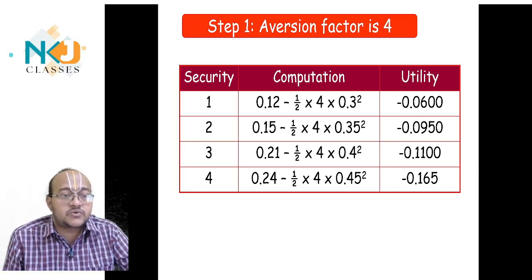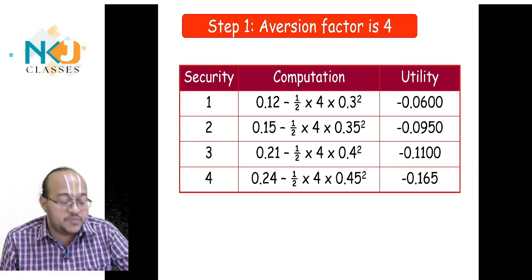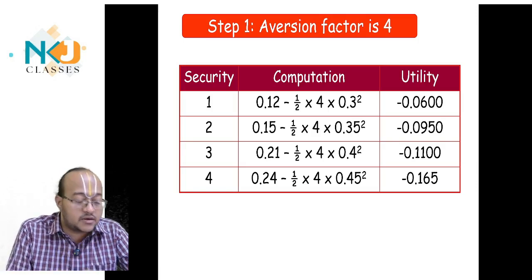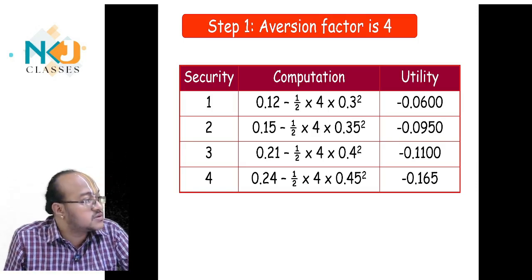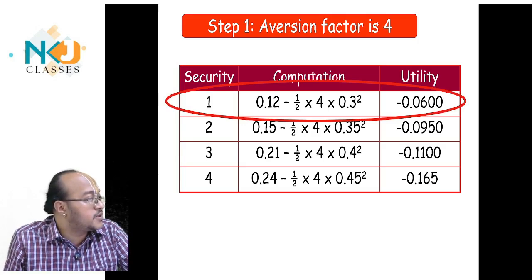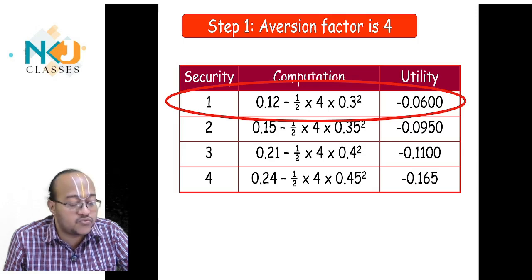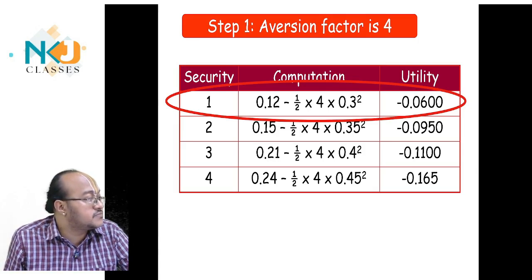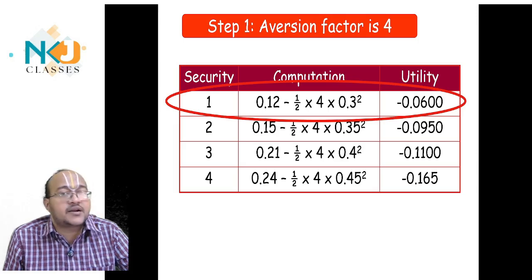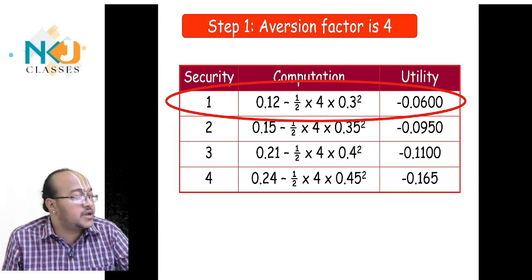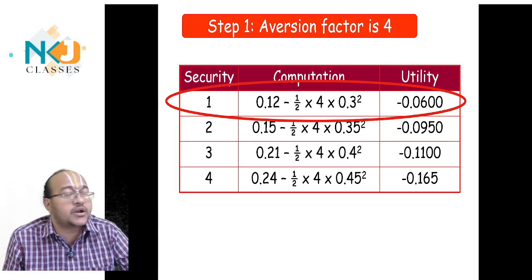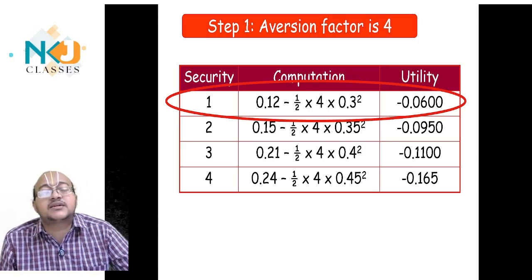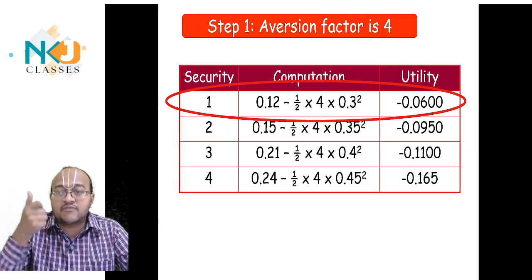Are you understanding? When it comes to negative, you will select the least. What do you mean by negative term here? Very simple. Your expected return is there in the left column: 0.12, 0.15, 0.21, 0.24, that is 12%, 15, 21, 24. These are all the expected returns. So expected return is not enough to compensate the minus half into 4 into 0.34 squared. The return is not enough to compensate the risk.